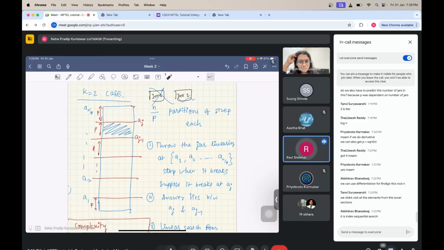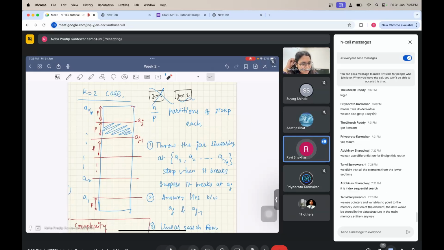In binary search, we know that we are splitting the array into two halves and then iteratively doing the same thing till we get that particular element. But over here, rather than going for binary, we are making n by p partitions, sorry, p partitions, and then within those partitions we are going and searching. Then how come we are not getting that entire thing as n? That's what my problem is.